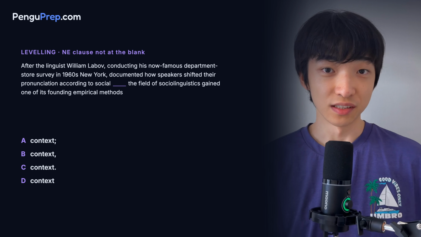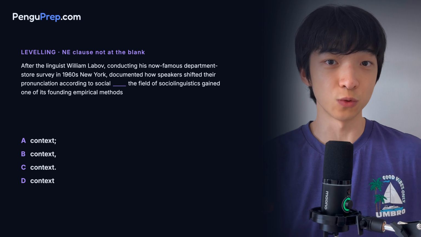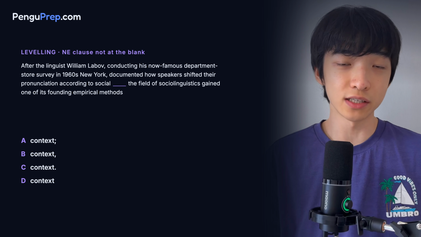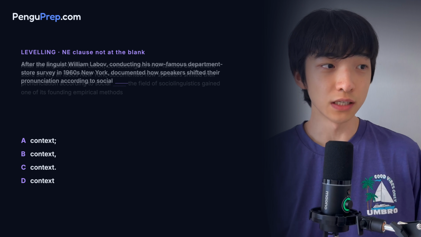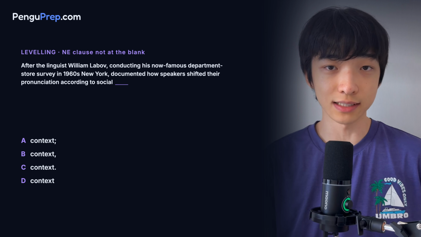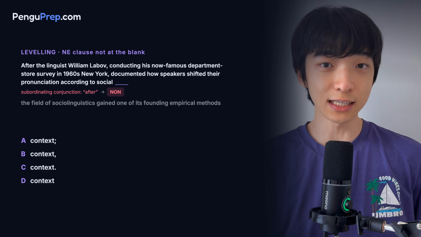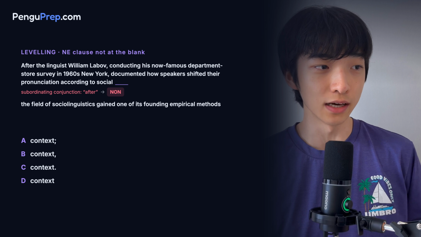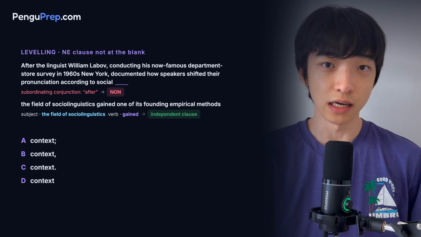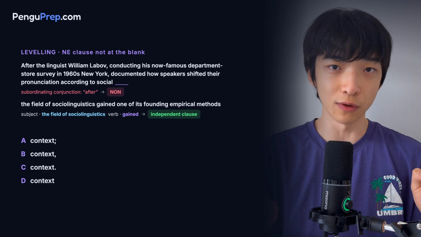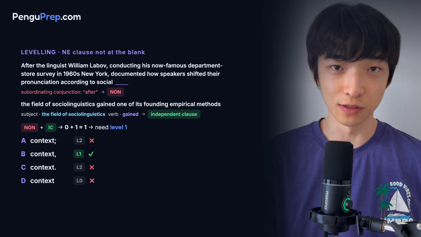This problem is quite tricky. There's a non-essential clause from "conducting" to "New York," but it's not next to a blank, so we don't really care about it. Now, there's no other non-essential clause that is next to the blank, so this is a leveling problem. The first piece is from "after" to "social context," and it's a non because of the subordinating conjunction "after." And the second piece is an independent clause because it has the main subject, the field of sociolinguistics, and the verb "gained." So we are looking for a 0 + 1 equals a level 1 punctuation. Going through the options, B supplies that, so it is the correct answer.